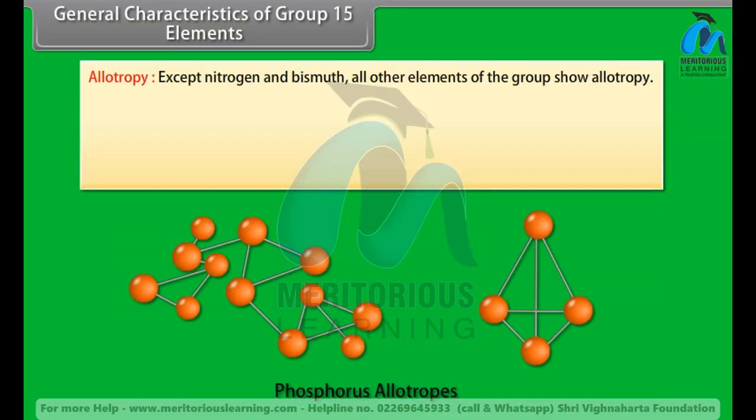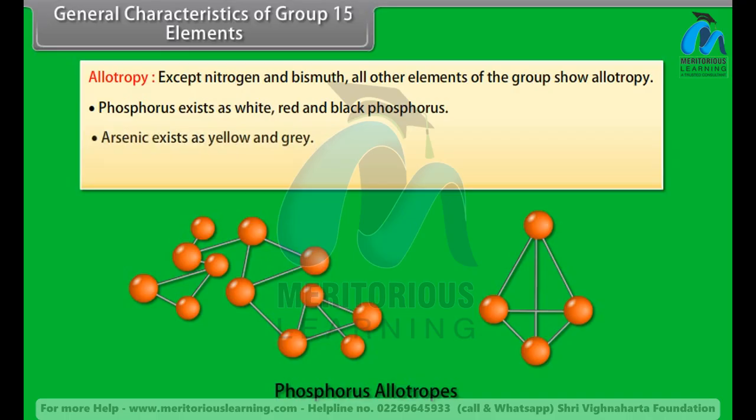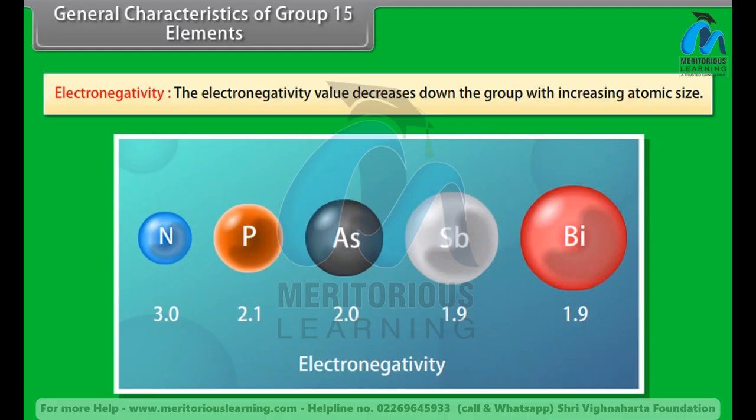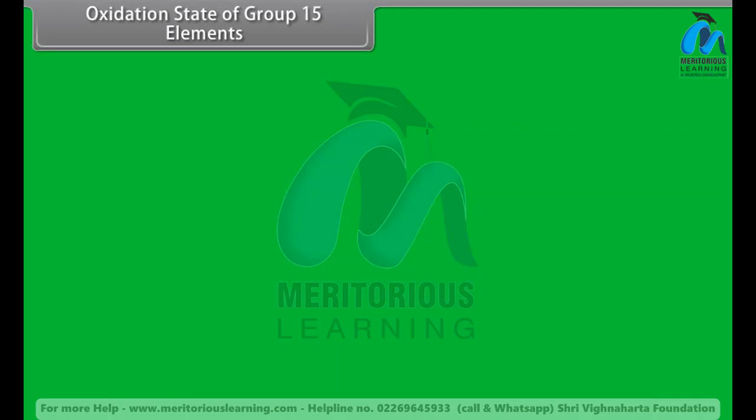Allotropy. Except nitrogen and bismuth, all other elements of the group show allotropy. Phosphorus exists as white, red and black phosphorus. Arsenic exists as yellow and grey. Antimony exists as yellow and gray. Electronegativity. The electronegativity value decreases down the group with increasing atomic size. Oxidation state of group 15 elements.